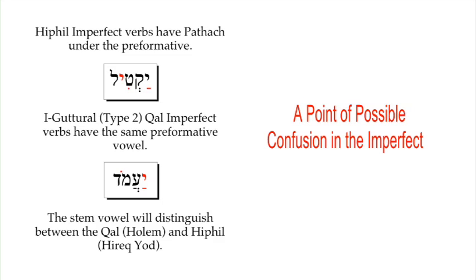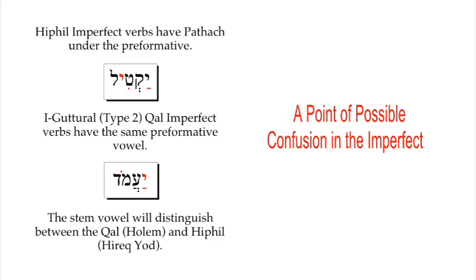Next, a point of possible confusion in the imperfect. Look at your screens. You know that Hiphil imperfect verbs now have pathach under the preformative, and that's a super important diagnostic feature for the Hiphil stem. However, you also have seen a pathach preformative vowel in one other instance with one guttural type 2 Qal imperfect verbs. Look at your screen and you'll see the example ya'amod. Because there's a guttural in first root position, it prefers that pathach vowel pattern. And so now you have two instances where you're going to have a pathach under the preformative vowel. Either the Hiphil verb or the one guttural type 2 Qal imperfect.